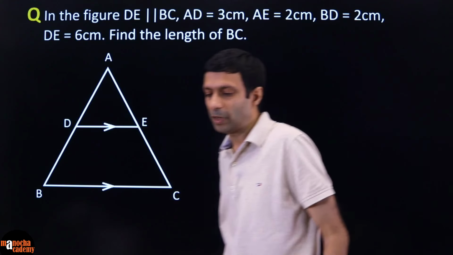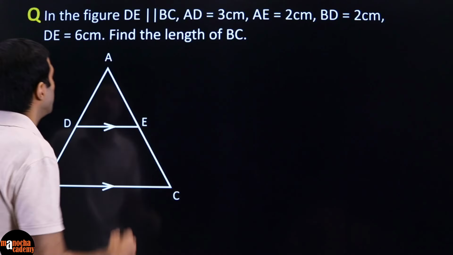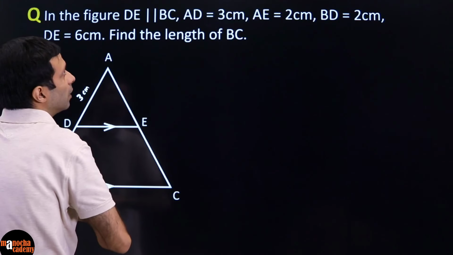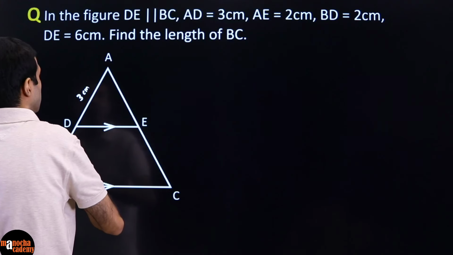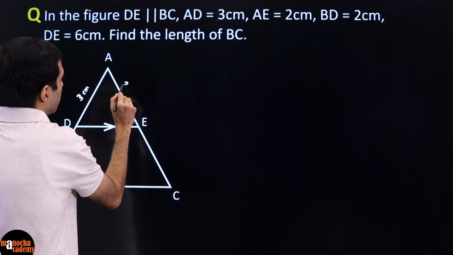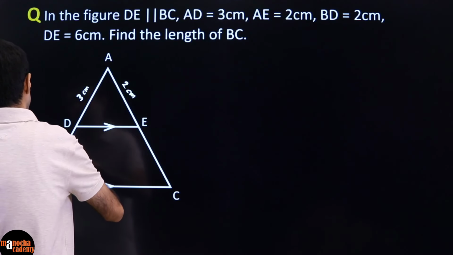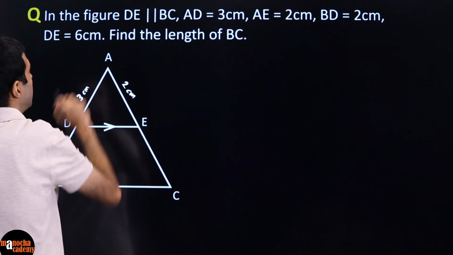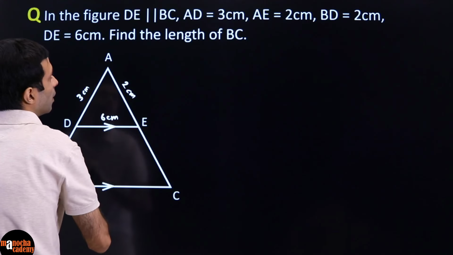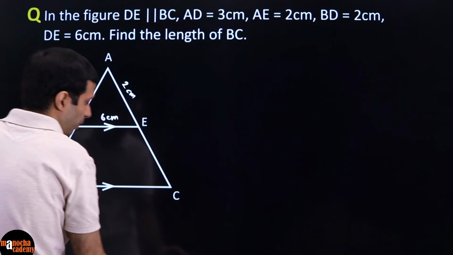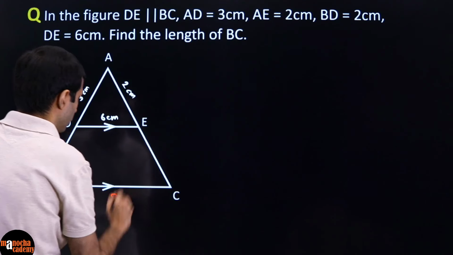So again in geometry, make sure you're marking everything here. AD is 3 centimeters, AE is 2 centimeters, so this length is 2 centimeters. BD is 2 centimeters. DE is 6 centimeters. And what do we need to find? The length of BC. This is the unknown.